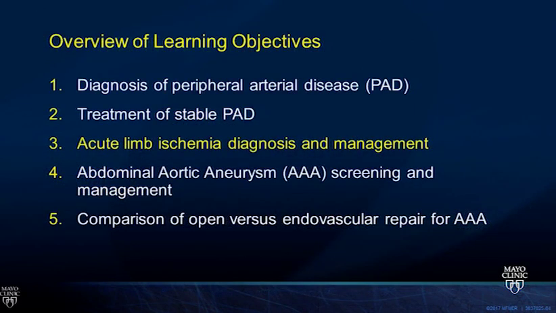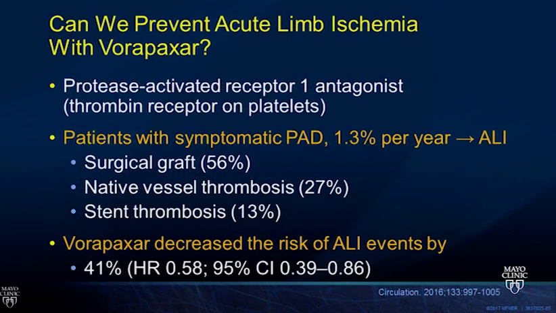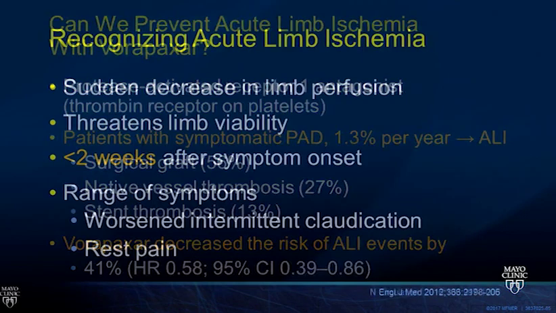So that takes us now into acute limb ischemia. This drug, Vorapaxar, is an interesting drug. It's a protease-activated receptor 1 antagonist, which is certainly a mouthful, but it basically acts on the thrombin receptors on platelets. And this study looked at patients who had symptomatic PAD. They had surgical grafts in 56%, native vessel thrombosis, and stent thrombosis, and Vorapaxar decreased the risk of acute limb ischemia by a relative risk of 41%. The guidelines say that you can consider using Vorapaxar. Essentially, it's a 2B recommendation.